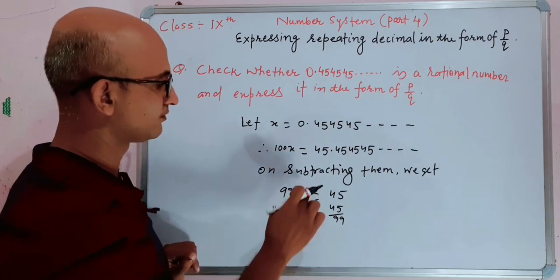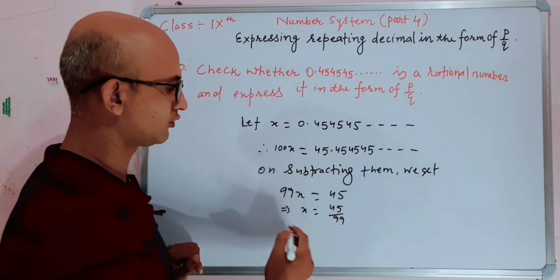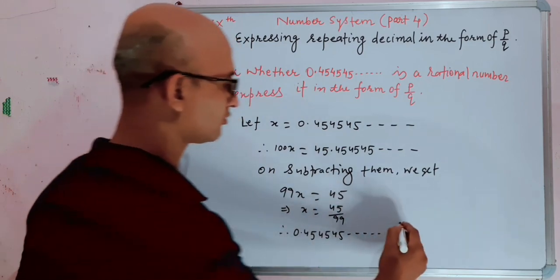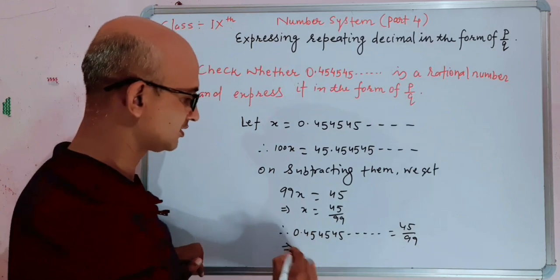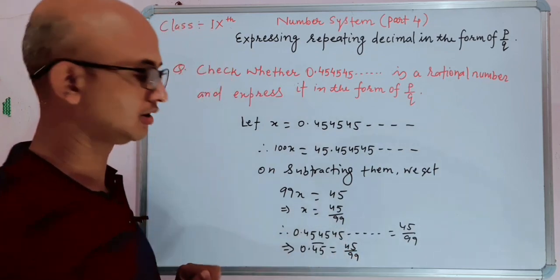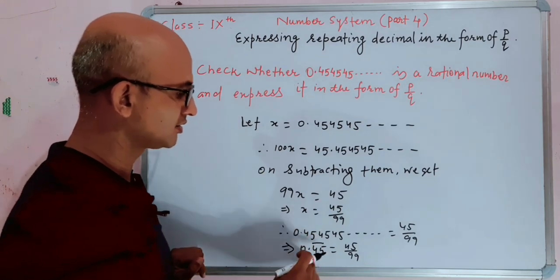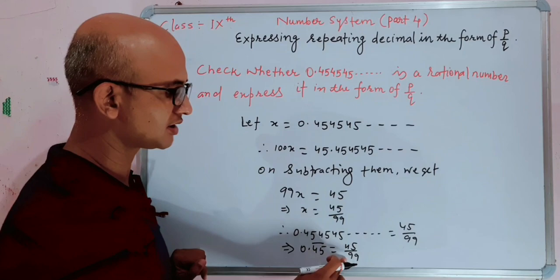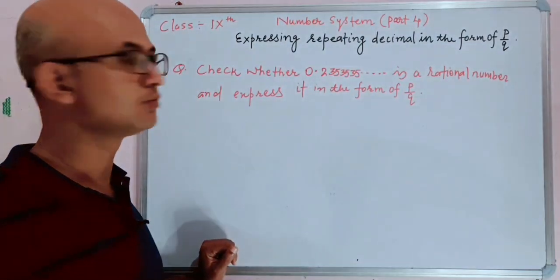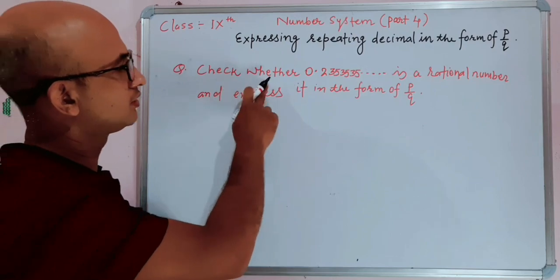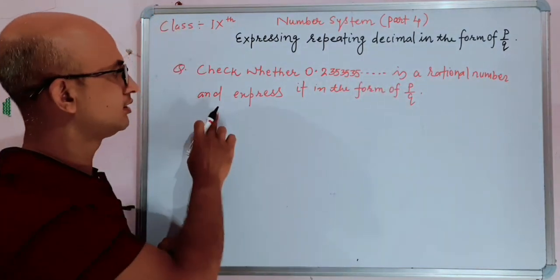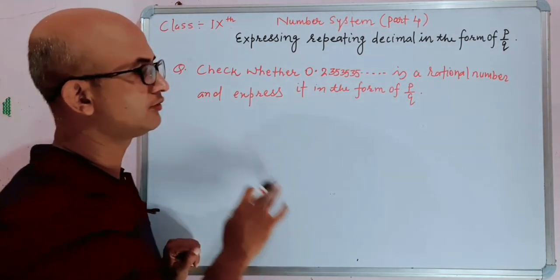We have considered x as 0.454545 recurring, so we get 0.454545 and so on equals 45 by 99, that is we can also say that 0.45 recurring is equal to 45 by 99. In this way we get that this repeating decimal expression has been expressed in the form of p by q, therefore it is a rational number. We take one more numerical. It says to check whether 0.2353535 and so on is a rational number, and then to express it in the form of p by q.